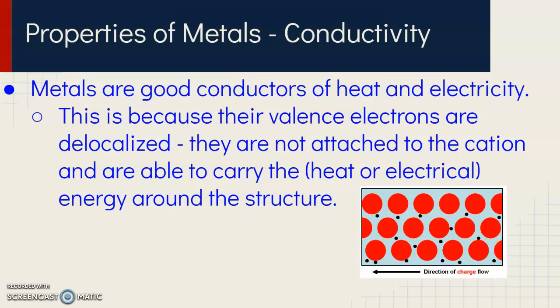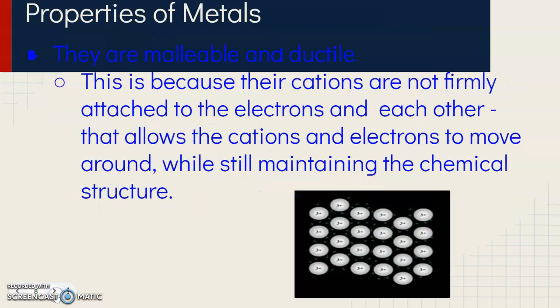So a reminder just about conductivity. Metals are good conductors of heat and electricity. This is because the valence electrons are delocalized. So they're not actually attached to the cation. So they're able to carry that heat or the electrical energy around the structure. Again, this is like a sea of electrons. They're not really committed to one specific atom. So these electrons, because they're free and delocalized, they can spread that heat and that electricity.